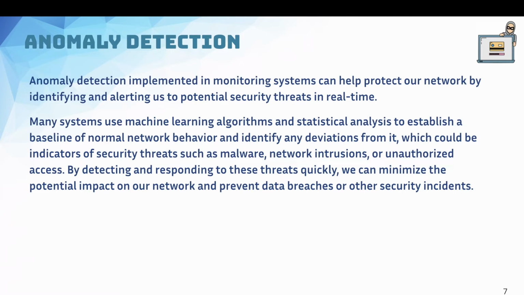Many systems use machine learning algorithms and statistical analysis to establish a baseline of normal network behavior and identify any deviations from it. These machine learning and AI systems will get more evolved as the future comes closer, so that can be a bigger problem, or at least it can be a bigger problem because you can also use this technology of machine learning, of AI. You can have your own anomaly detection if you know what a network looks like.